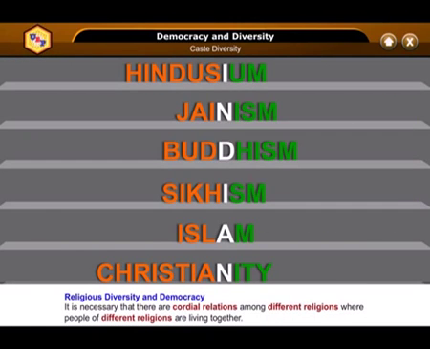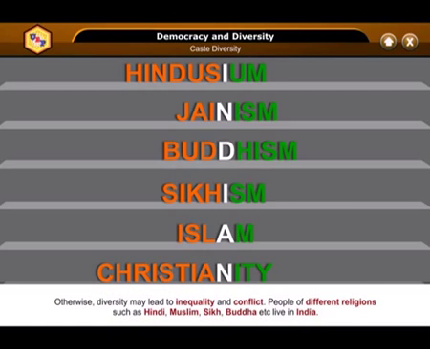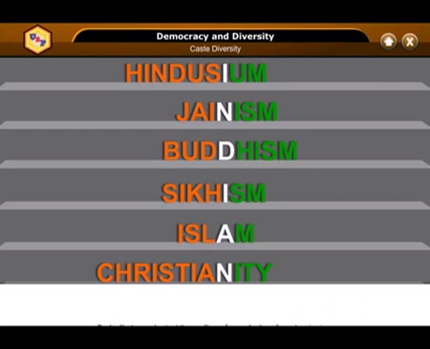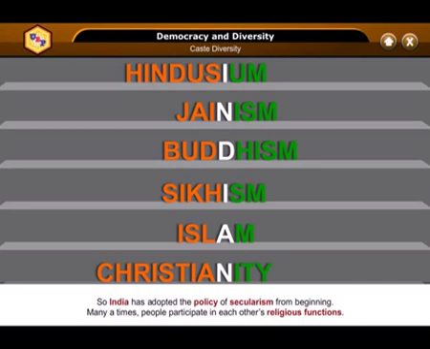Religious diversity and democracy. It is necessary that there are cordial relations among different religions where people of different religions are living together. Otherwise, diversity may lead to inequality and conflict. People of different religions such as Hindu, Muslim, Sikh, Buddha, etc. live in India. So India has adopted the policy of secularism from the beginning. Many times, people participate in each other's religious functions.